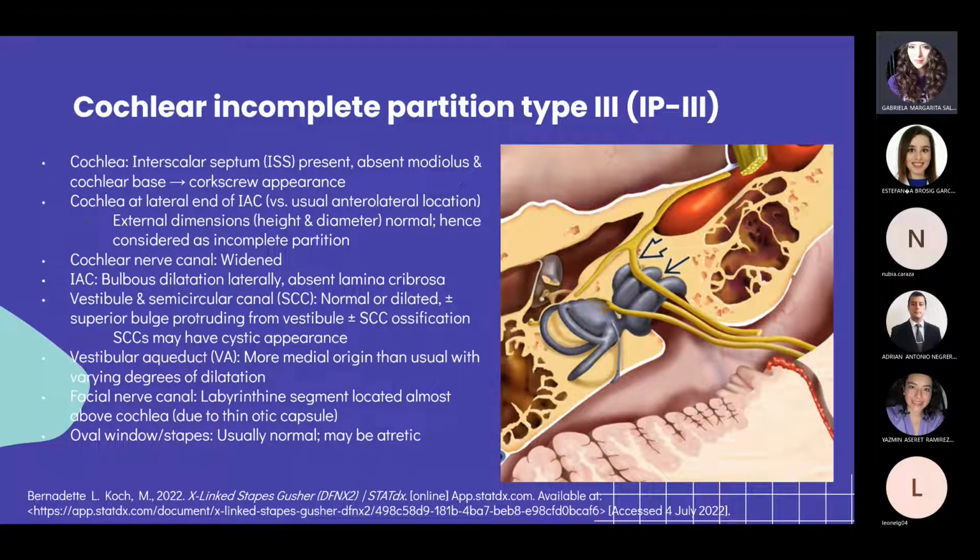the internal auditory canal. And usually the appearance of this cochlear incomplete partition is like a corkscrew. So this is the case from our patient. Our patient had a cochlear incomplete partition type 3, and maybe he didn't know that his hearing loss was due to a congenital malformation.